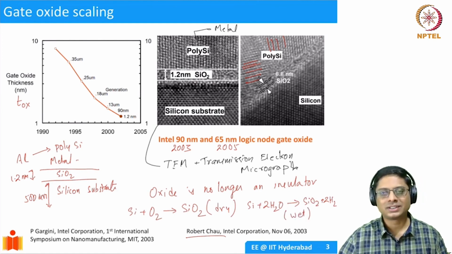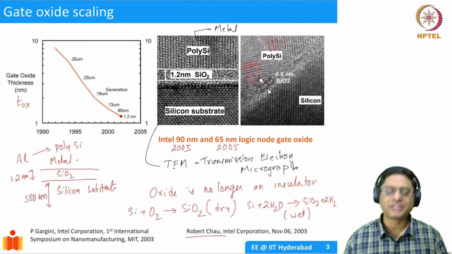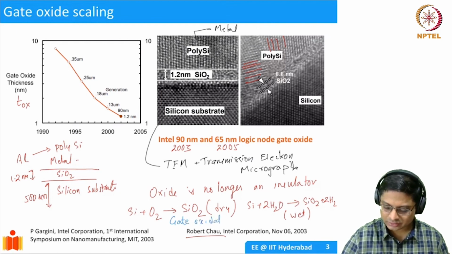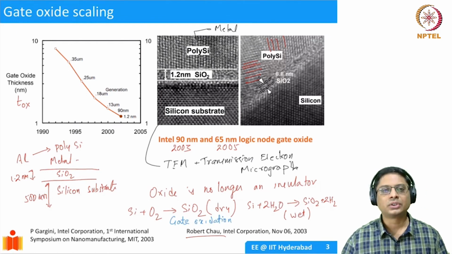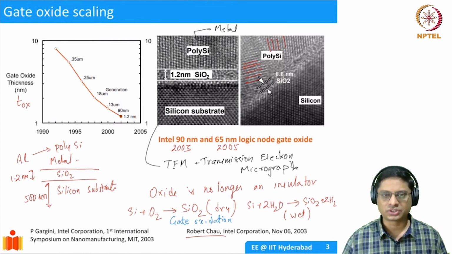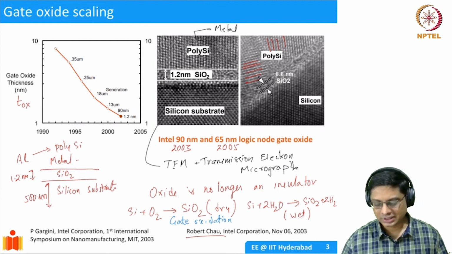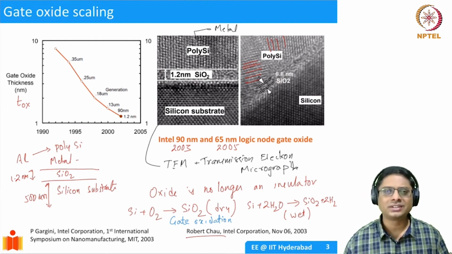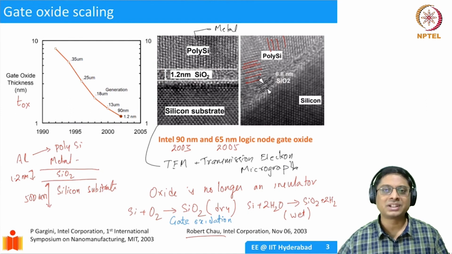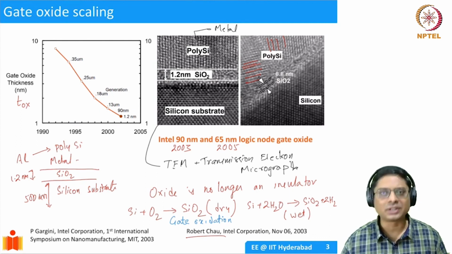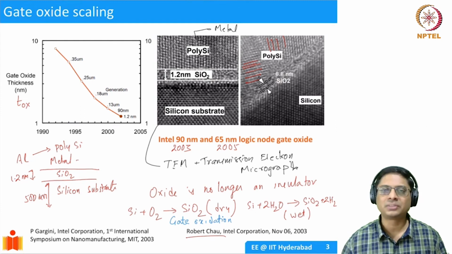If you study VLSI technology, they will tell you that gate oxidation is done by the dry oxidation process. If you just pass dry oxygen, no water vapor, you get very high quality oxide. Whereas if you do wet oxidation, you get low quality oxide, but you can get a very thick oxide. Dry oxidation is a very slow process, so you can't make a very thick oxide. But in the gate, we just want 1 nanometer oxide, so dry oxidation is perfect for that.